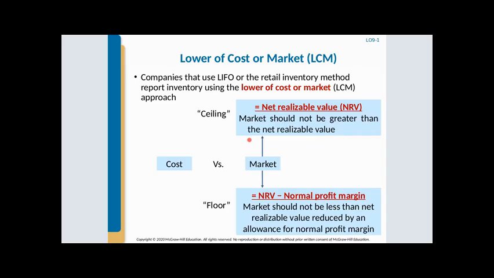So once we have established a ceiling and a floor, we're going to be looking at cost versus market. Now, market in this case is the replacement cost. If I were to replace this inventory today, how much would I have to spend? What would be my cost? That replacement cost is the one we're looking at. And then depending on which one is lower, we may have to write down our inventory. So if our inventory is higher than the replacement cost, and the replacement cost is within the ceiling and the floor, then we may have to choose the replacement cost.